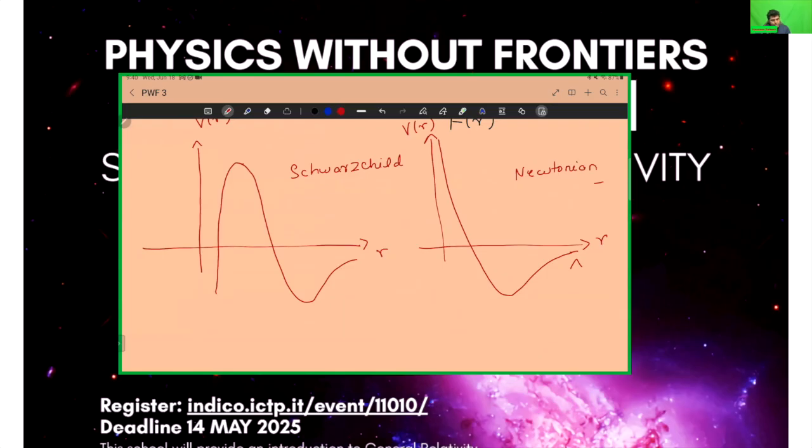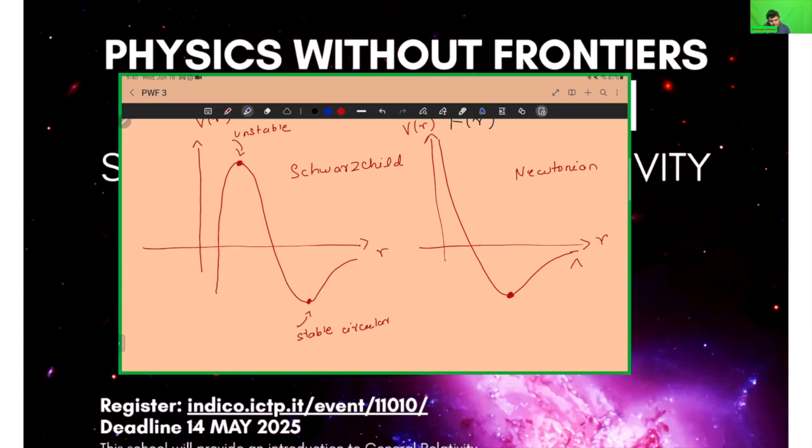All right. Now, in the Newtonian result, there is the one radius here where the radius doesn't change, and this is called a circular orbit, right? In the Schwarzschild solution, there are two such points. This point has a stable circular orbit, and this one has an unstable circular orbit.